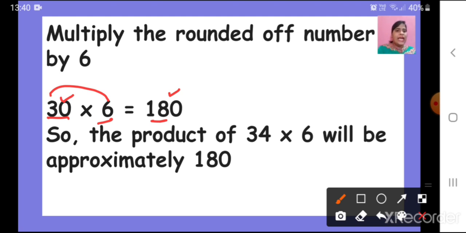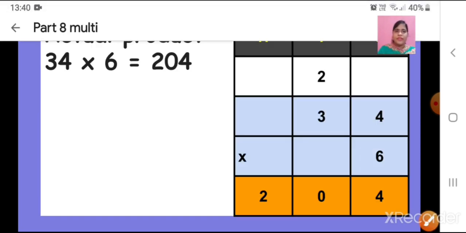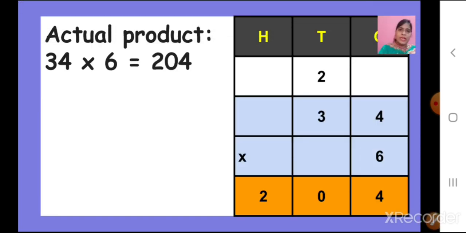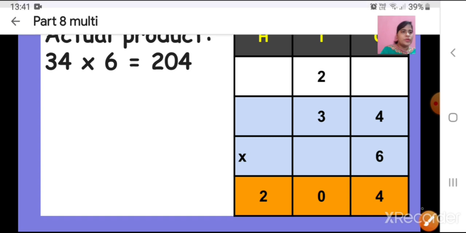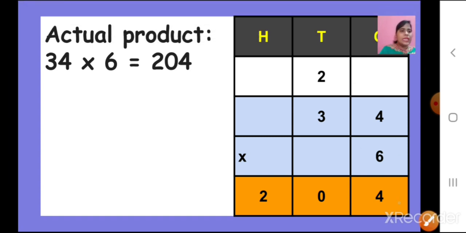Okay. Now as we have got the approximate value, we are going to find the actual value also. How to find the actual value? By normal multiplication. So children, draw the table properly, write the place value, put the numbers 34 multiplied by 6. Now let us multiply 6 fours are. First we'll start from ones place. 6 fours are is 24. 2 will be carry over here and 4 we will write here down.